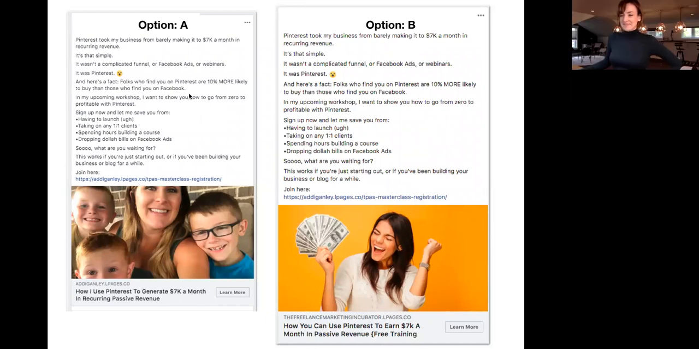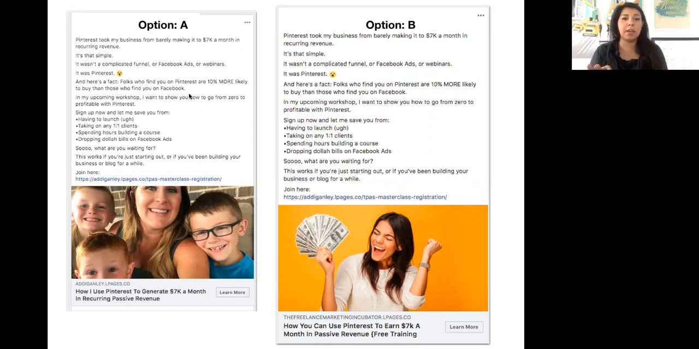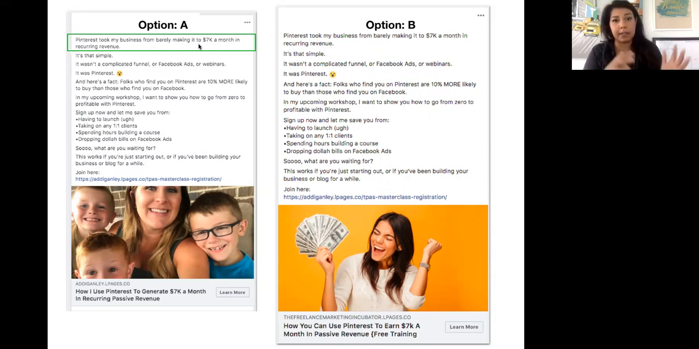So A was approved. So here's where, again, it's that nuance. You can't use an income claim, but you can use generalizations or hold someone up as a case study or an example. So in this example, we talk about this particular client who took their business from making barely anything to $7,000 a month in recurring revenue. So it sounds like a big claim, but it works because she's talking about her personal experience. If she was saying how you can generate $7,000 a month in recurring passive revenue, it would not fly, right? And that's what we see on this example on the right.